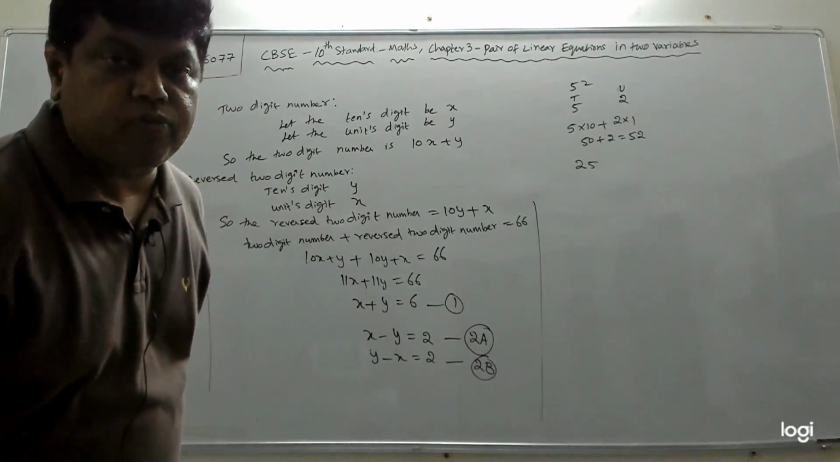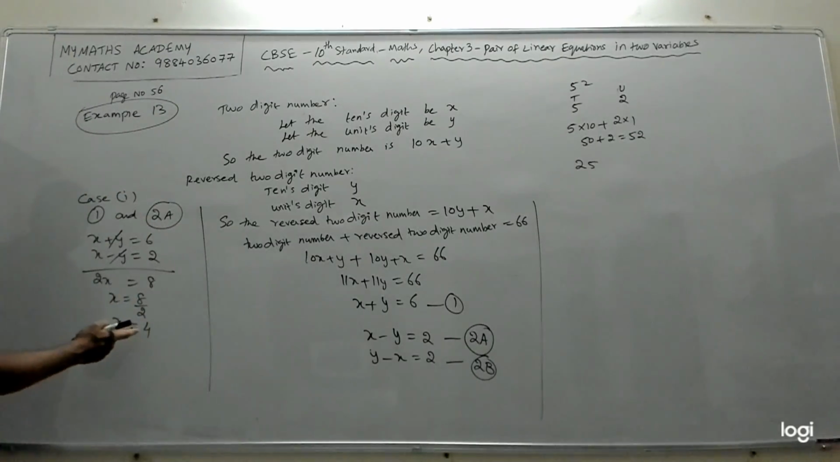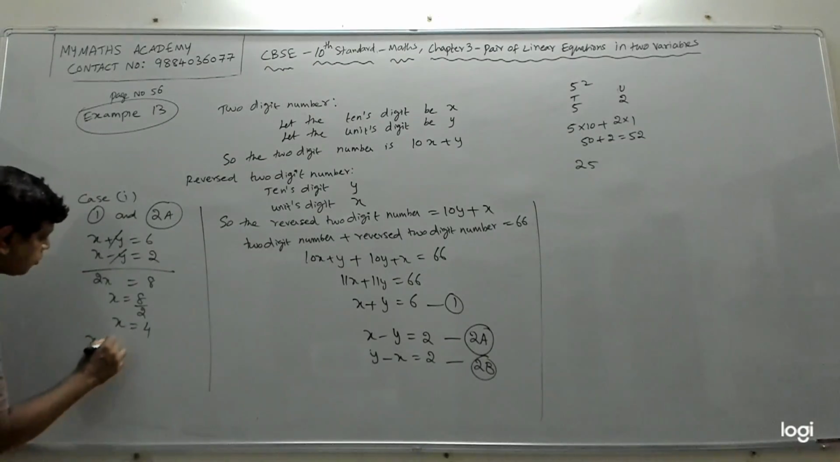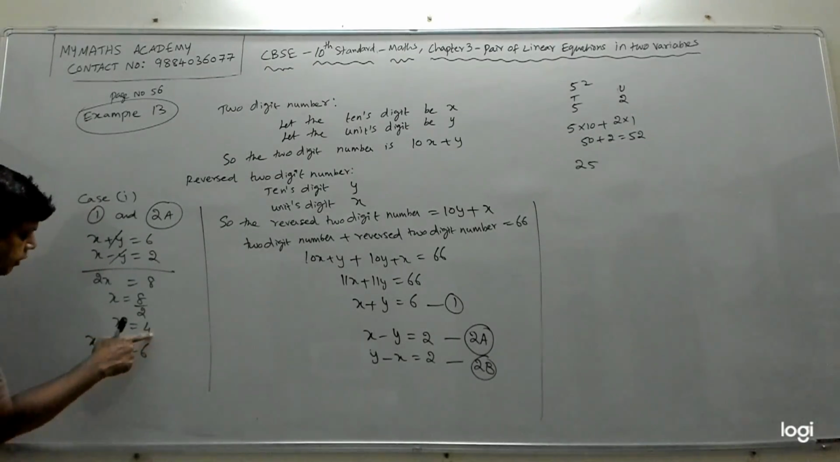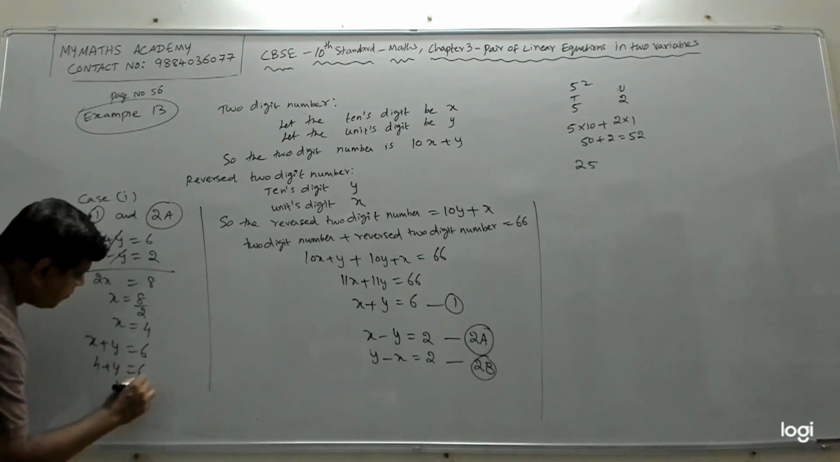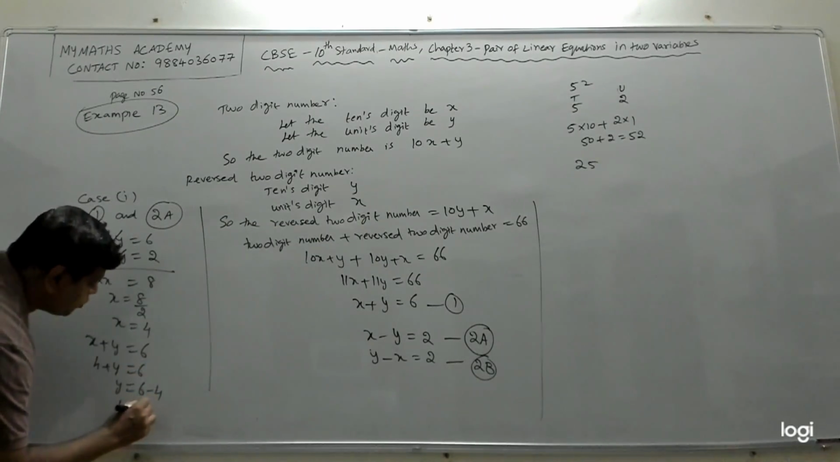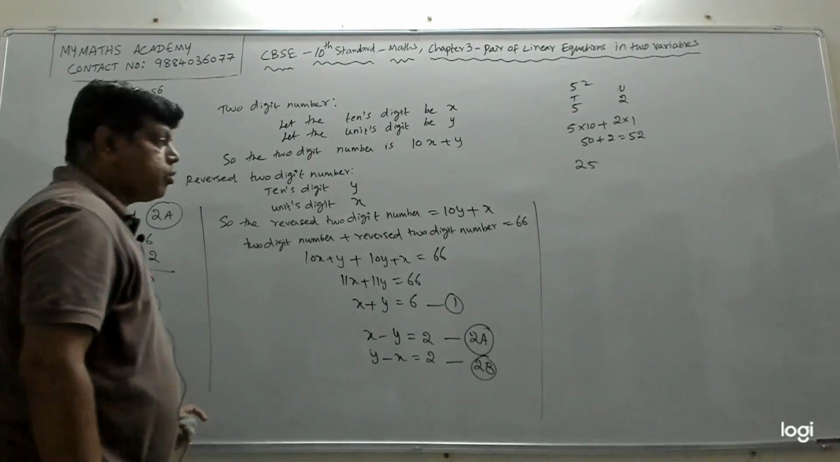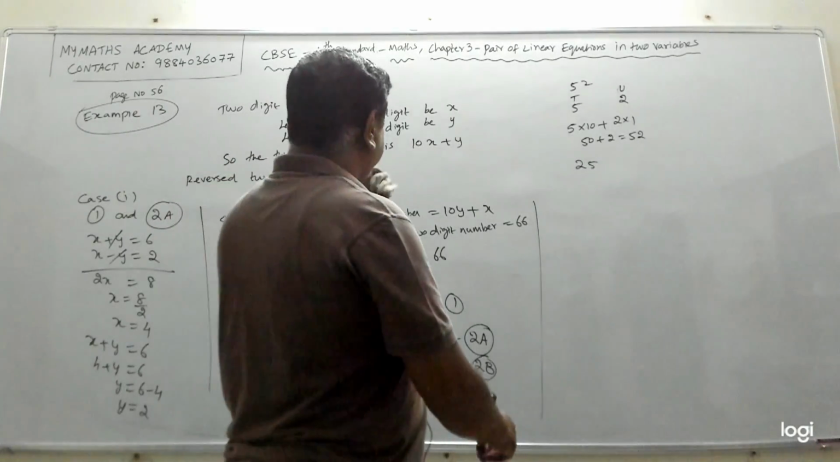x is equal to 4. Now we got x is equal to 4. We'll substitute x is equal to 4 in any one of these equations. We'll take the first equation, x plus y equal to 6. I will put x is equal to 4 here. I'll get 4 plus y equal to 6. My y becomes 6 minus 4. My y is 2. Right? Now the continuation of this I'm writing here.